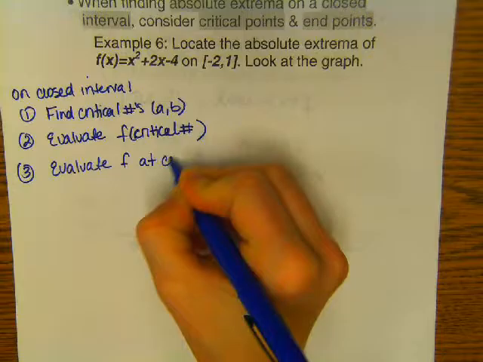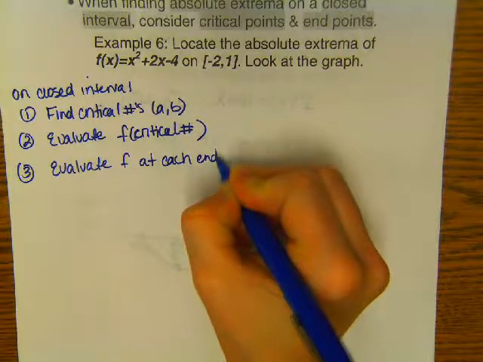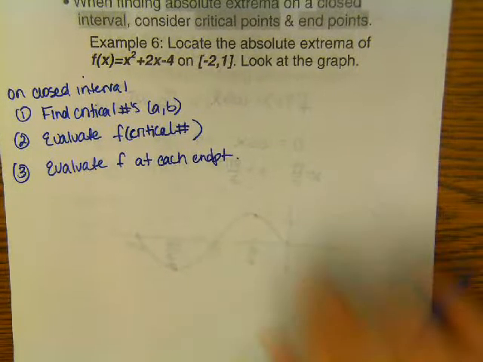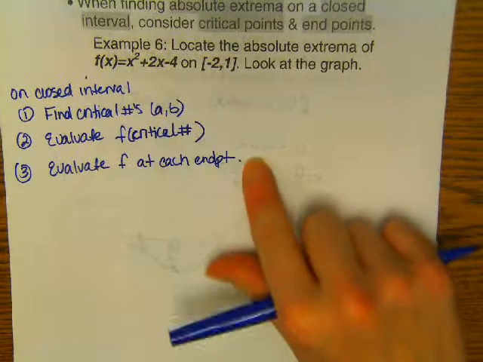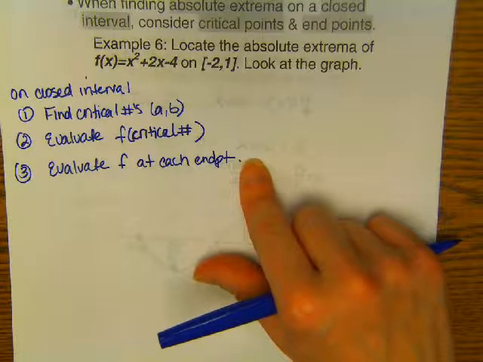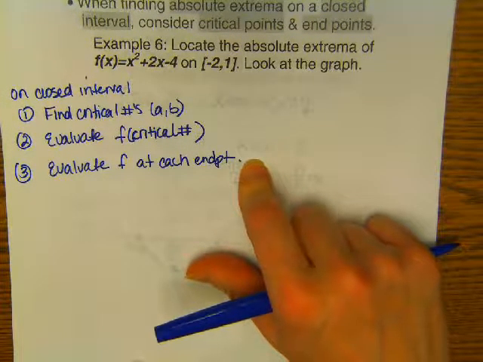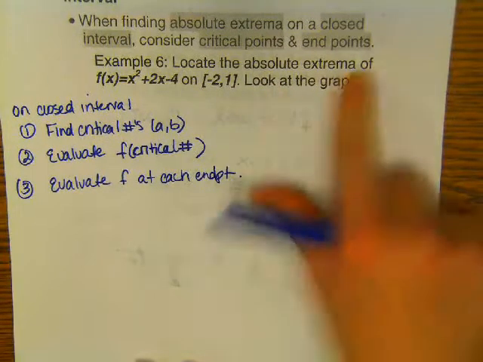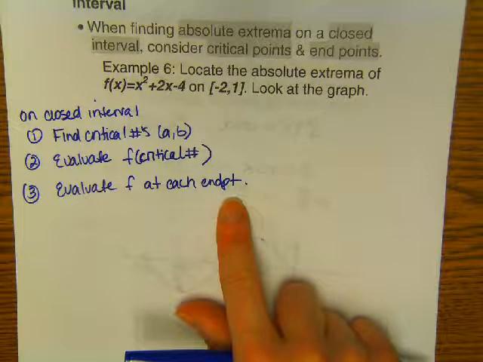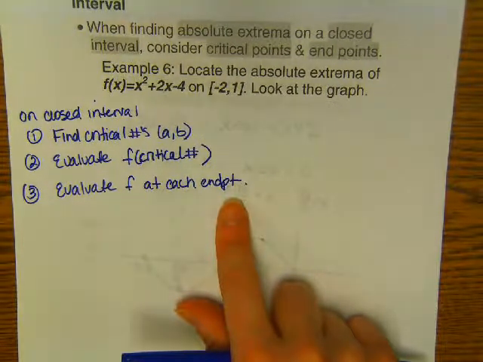Why do we need to do this? Because we talked about how sometimes endpoints could still be the max or the min. So the possible absolute maxes and mins are either critical numbers or the endpoints, and we need to test all of them. All right, let's take a look at this one, and I'm going to model the three steps.